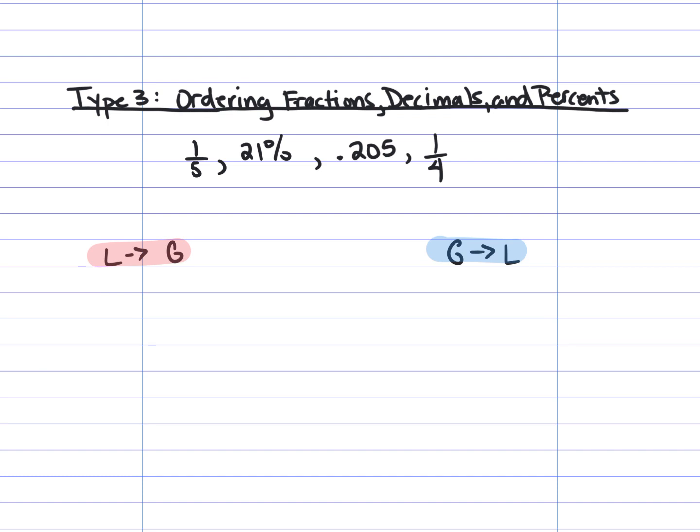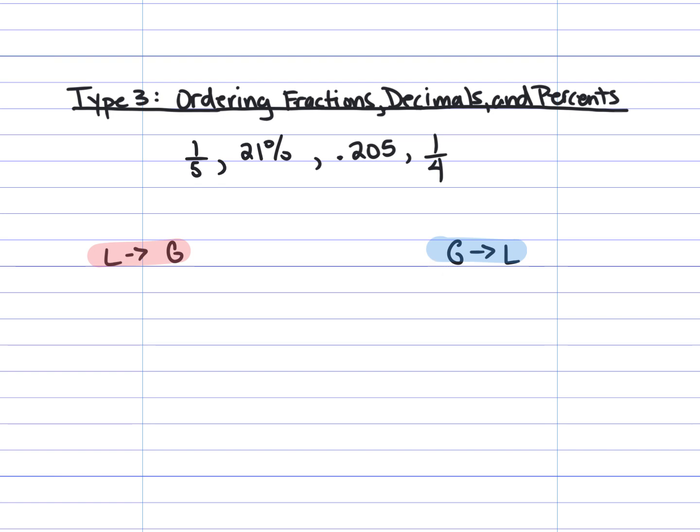All right, type B, ordering fractions, decimals, and percents. And we're going to be using some of those skills that we learned before in converting between those three. Whenever you're comparing, the most important thing is to have them all in the same format. In my opinion, the easiest format to get these in is going to be decimal form, okay? So we're going to start by converting each of these to a decimal.